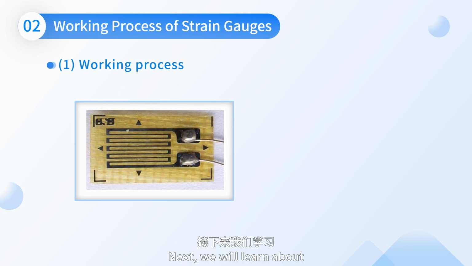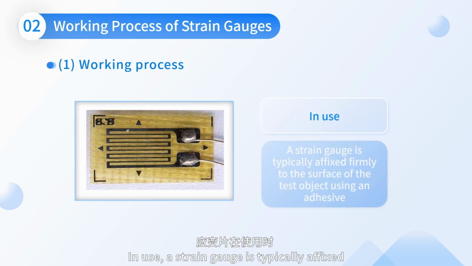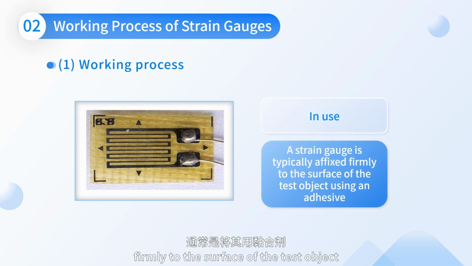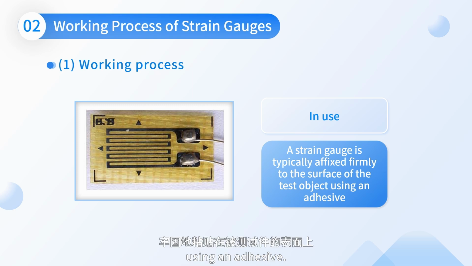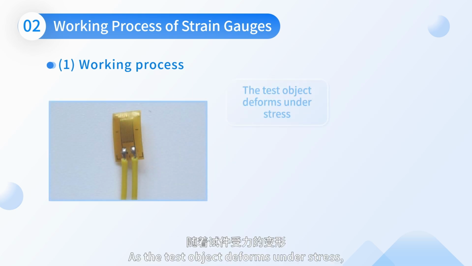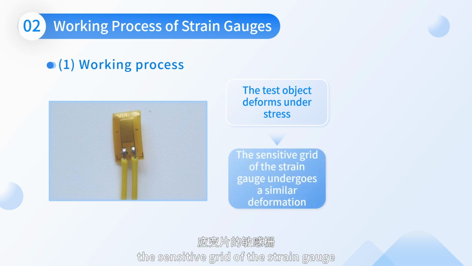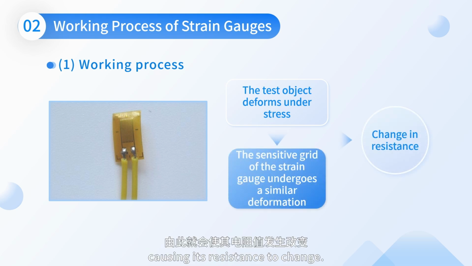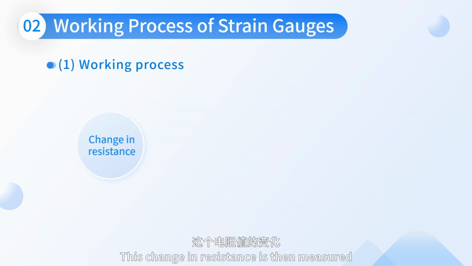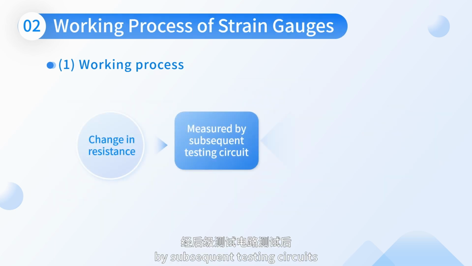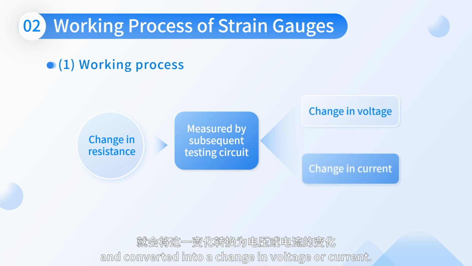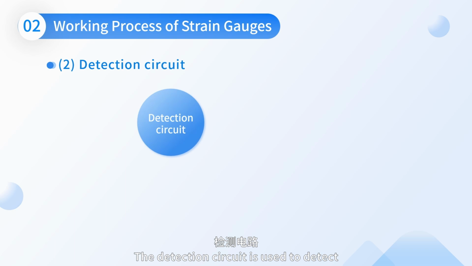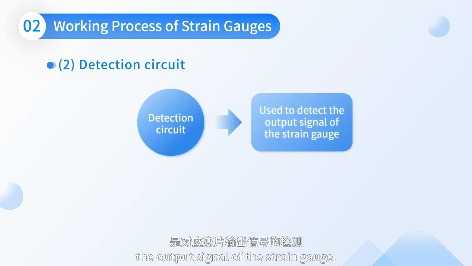Next, we will learn about the working process of a strain gauge. In use, a strain gauge is typically affixed firmly to the surface of the test object using an adhesive. As the test object deforms under stress, the sensitive grid of the strain gauge undergoes a similar deformation, causing its resistance to change. This change in resistance is then measured by subsequent testing circuits and converted into a change in voltage or current. The detection circuit is used to detect the output signal of the strain gauge.